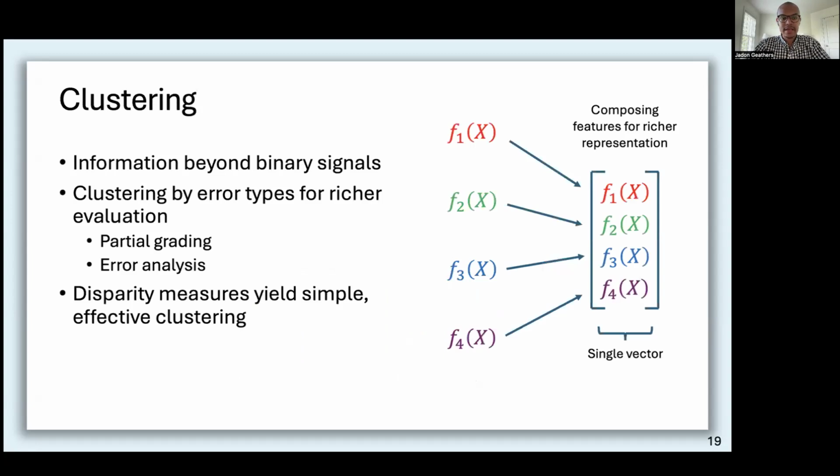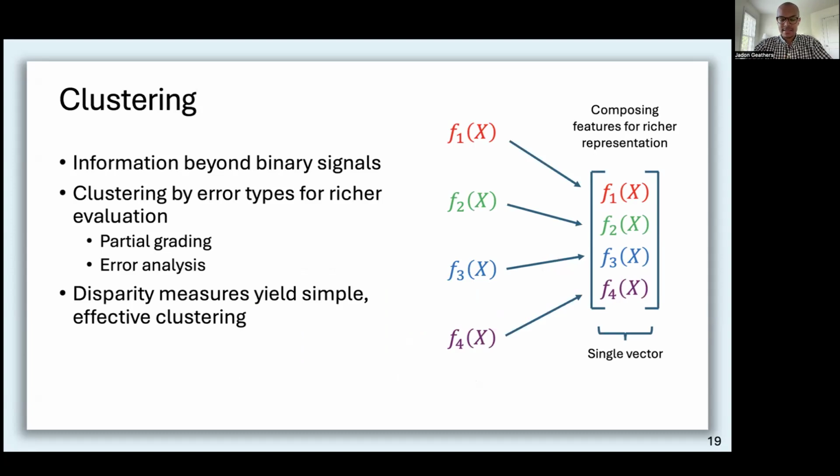Lastly, we talk about clustering, which is useful for providing information beyond mere binary signals of correct or incorrect. In fact, clustering by the error types allows for a richer evaluation through partial grading and even an error analysis of the different student programs. And disparity measures that we get from our disparity functions yield a simple and effective clustering.